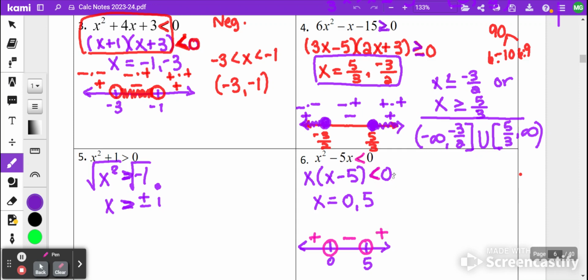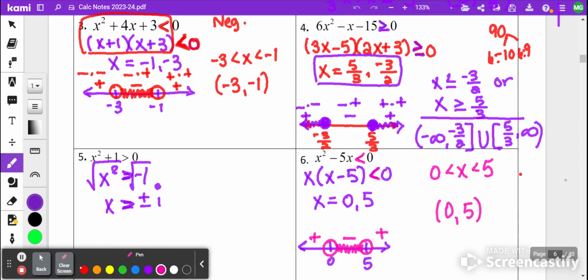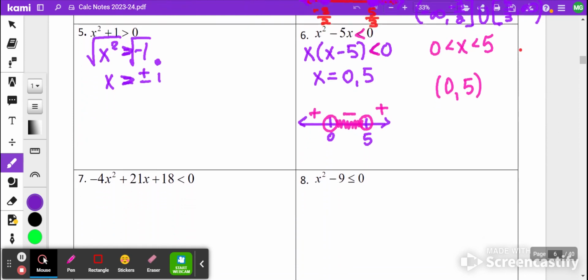And of course, we were looking for negative numbers. So the solution falls between, but does not include 0 and 5, which will look like that in set builder notation, which our book loves to use. And in interval notation, it looks like this. Hopefully this is all review and you're remembering this.